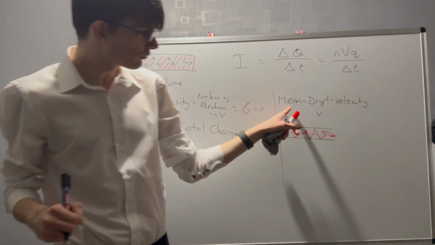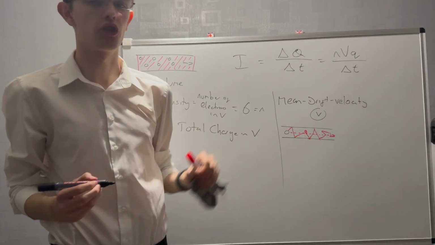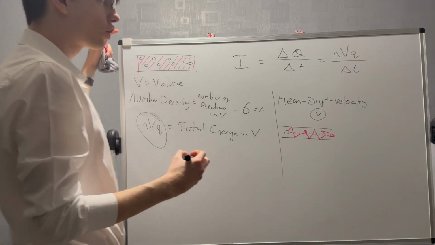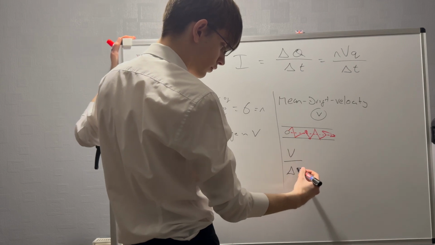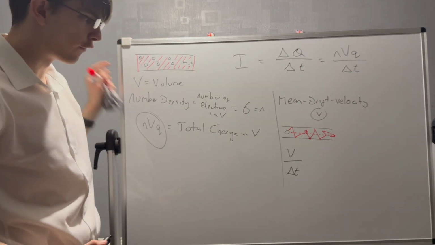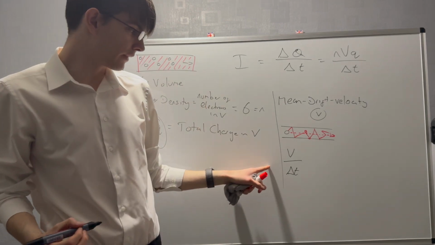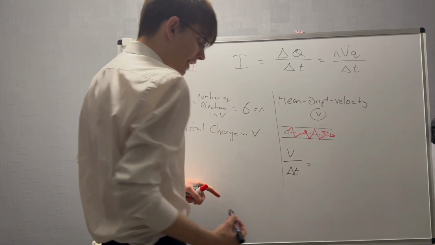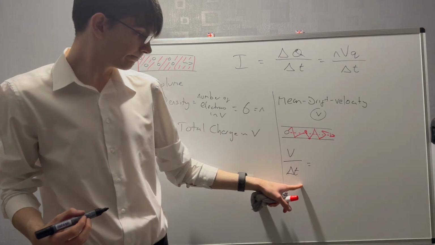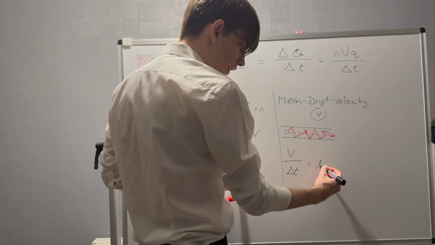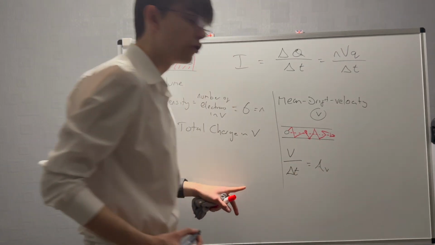Now, from here, I would like to change this equation a little bit. And the way I'm going to change it is I'm going to pull out this big V over delta T, volume over change in time. And the reason I'm going to do this is I'm going to recognize that the amount of volume that I'm passing per unit time is the same as the cross-sectional area times the mean drift velocity.